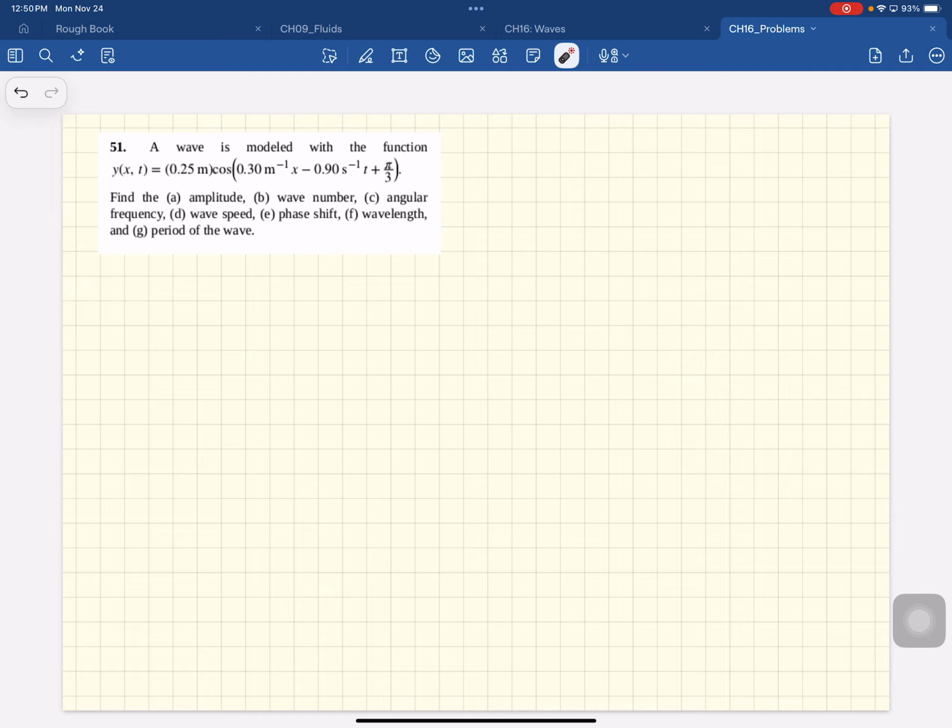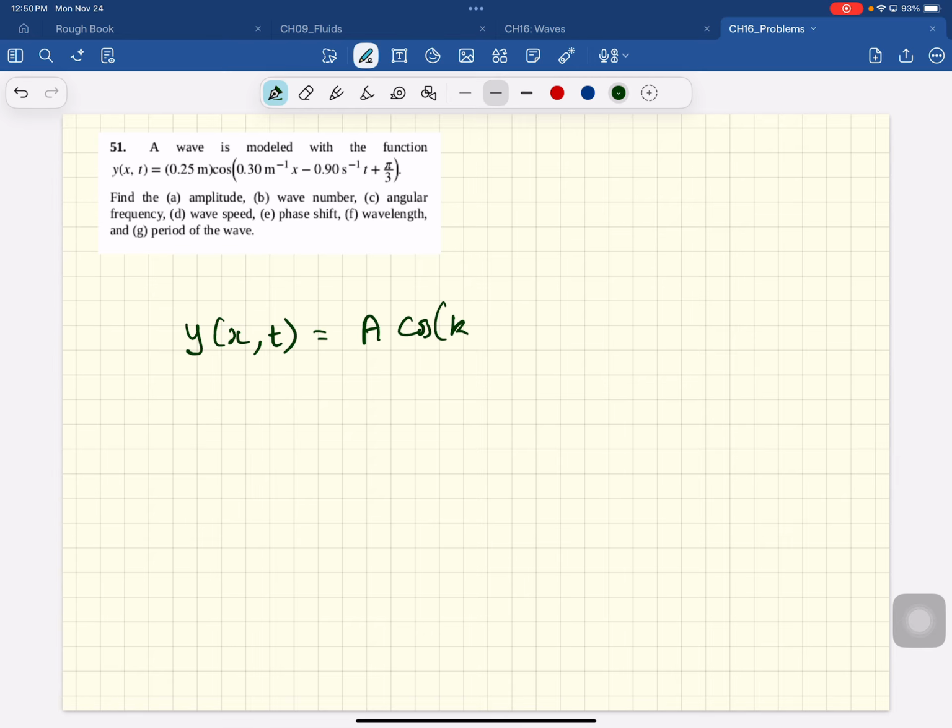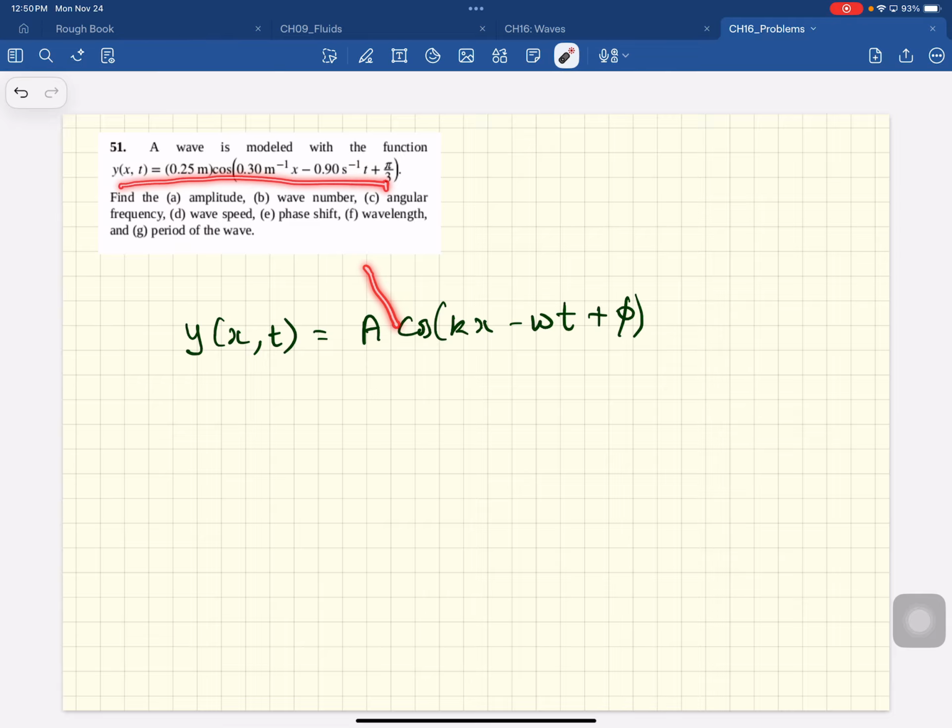All right, in this problem, a wave is modeled with a function, and we want to find various wave parameters. So here is the pulse y of x, t equal to A cosine of kx minus omega t plus phi. That's the standard form of the wave. Either you can use a sine or a cosine function. This is the amplitude, this is the wave number, this is the angular frequency, and this is the phase. So now given your wave function, you can identify all those quantities.